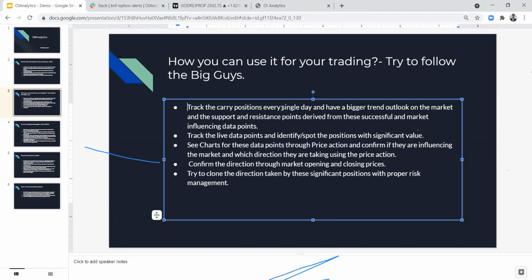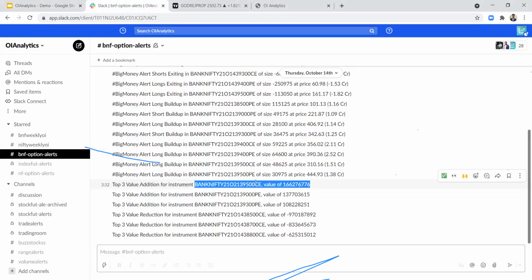Usually positions get built up from Thursday itself of the previous expiry. And you should understand what positions have been created and how the market is moving with respect to those positions. So based on that, you will have an outlook already. Let's say today 39,500 call got added, right?